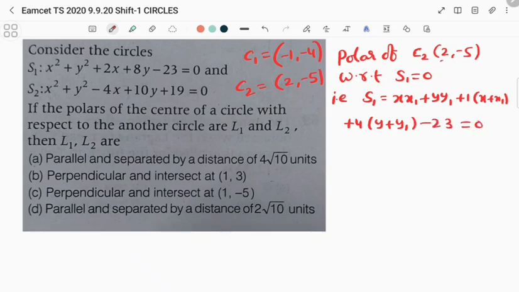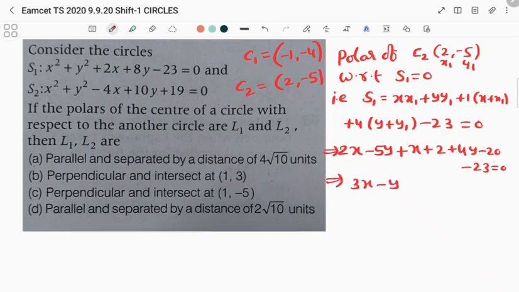In place of x1, y1, substitute this value. So you will get 2x minus 5y plus 1 into x, where the x1 value is 2, plus 4 into y, where the y1 value is minus 5, so minus 20, minus 23 equal to 0. 2x plus x, 3x, minus 5y plus 4y is minus 5y, minus 20, minus 23, minus 43, minus 43 plus 2, so minus 14... Equation number 1.